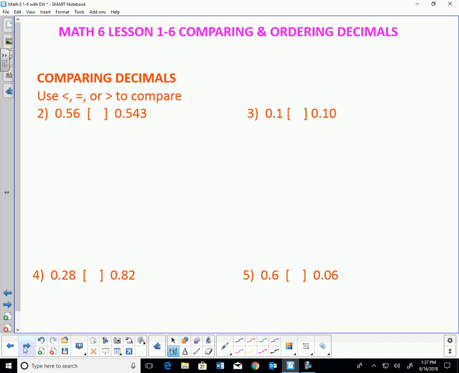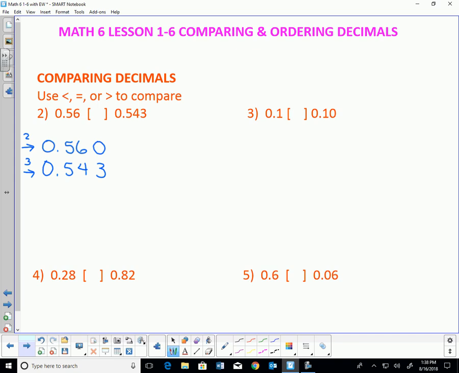If I wanted to compare decimals looking at their place values, the first thing I would do would be to line up my decimals. For example, if I have the problem 0.56 and 0.543. As you can see, this top one here only has 2 digits after the decimal point. The bottom one has 3 digits after the decimal point. To compare them, I need to make sure they both have 3 digits. So I'm going to add a 0 after my 6. Then I'm just going to start comparing things.